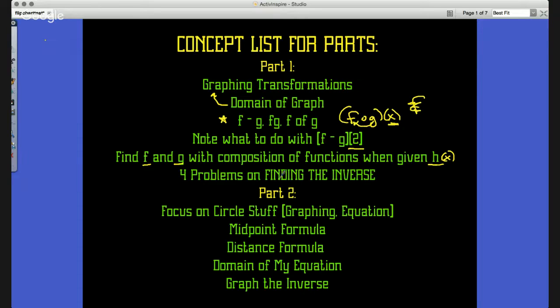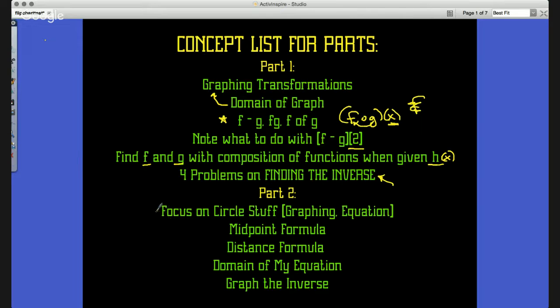We'll look at that again, composition of functions, kind of breaking that down, kind of going backwards from what we did on number 3 here. And then finally, the big part on this is finding the inverse of different things. We'll look at that as well, and we'll discuss that going forward.